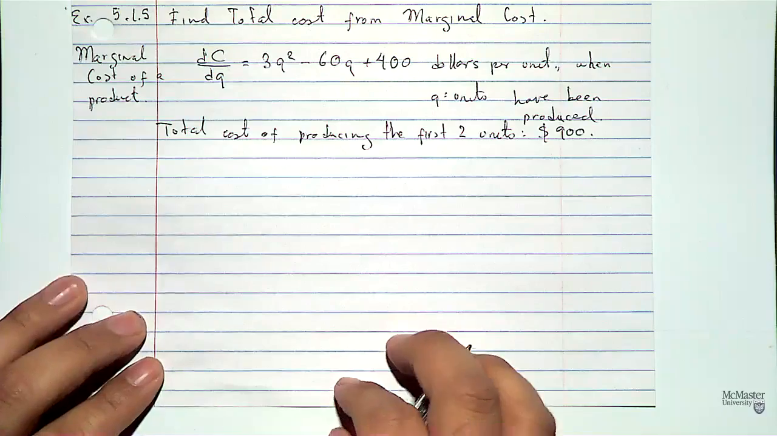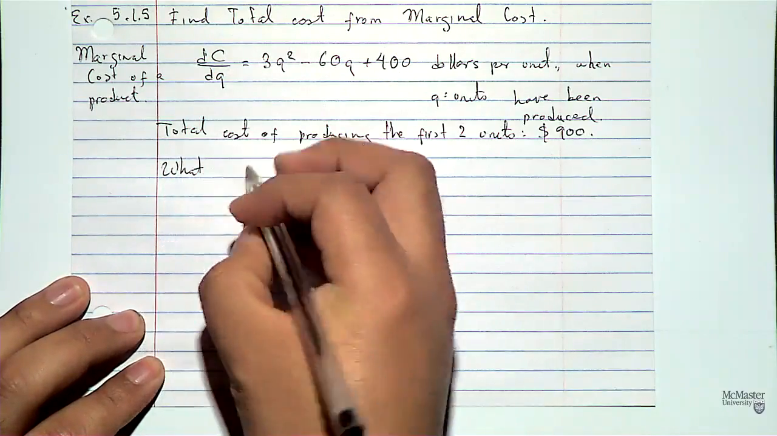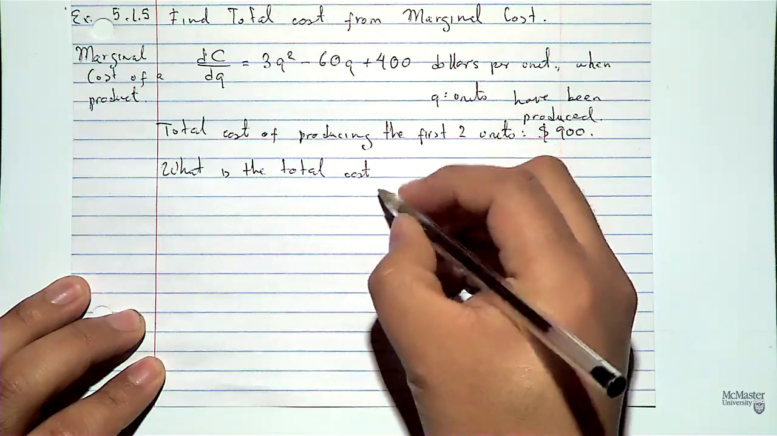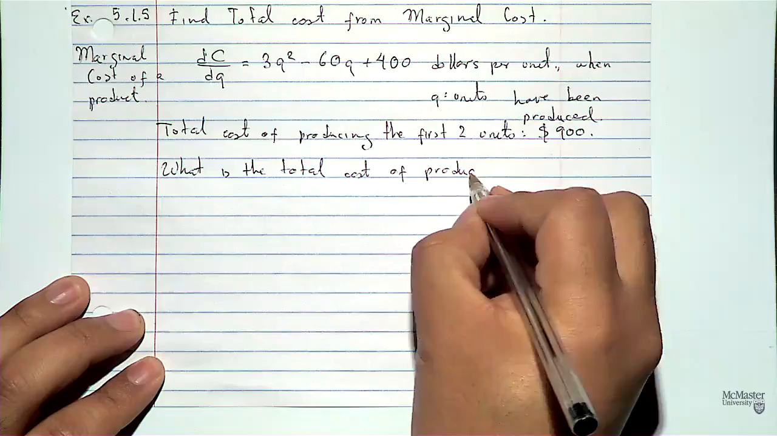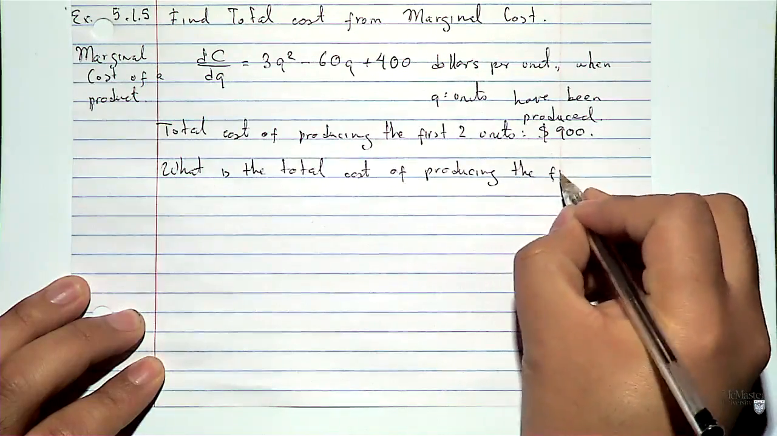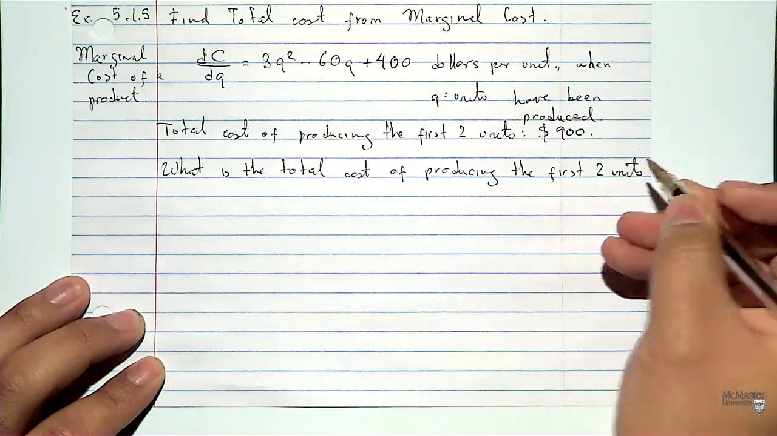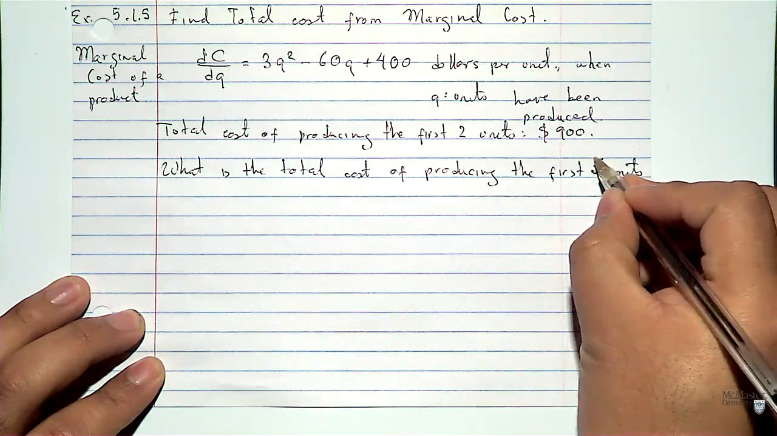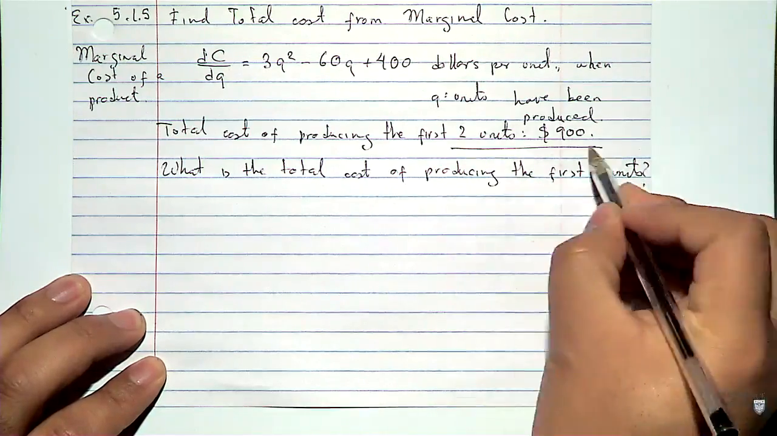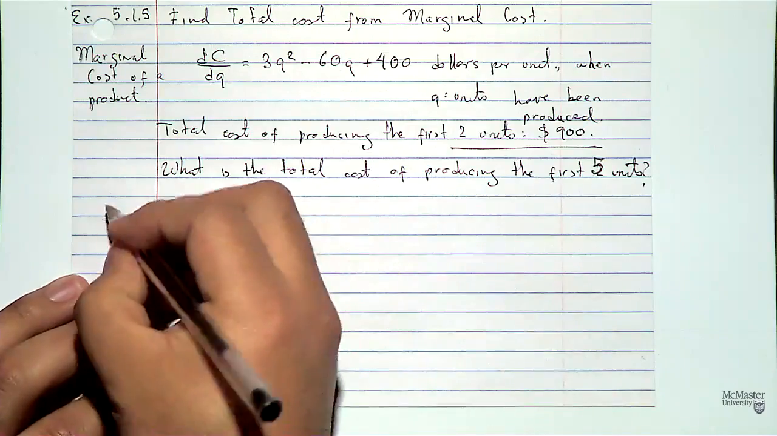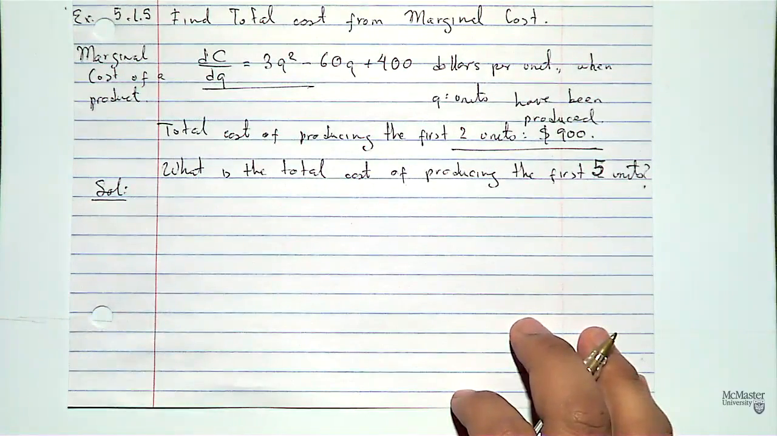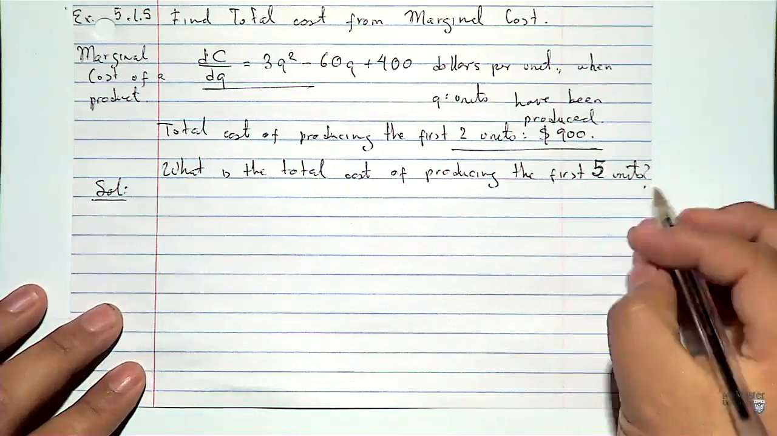Okay? So that is in the context of the previous problem when we know the function passes through a point. And the question is, what is the total cost of producing the first 5 units. We already know for 2 units is 900, what is for 5 units? Since we were given this marginal function, which is dc over dq, what we want to find is first the function c as a function of q, and then c evaluated at 5, which is the question.